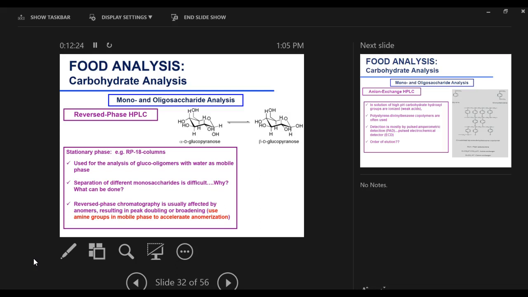So it's really hard to integrate this kind of peak. To prevent that and make sure that we have only one peak that we're integrating, we force them all to be in one form. We force them all to be in the beta form anomer. So in this case, you just force the anomerization by using amine groups. Amine groups will force the anomerization into one form, and therefore you will end up having one peak. Okay.